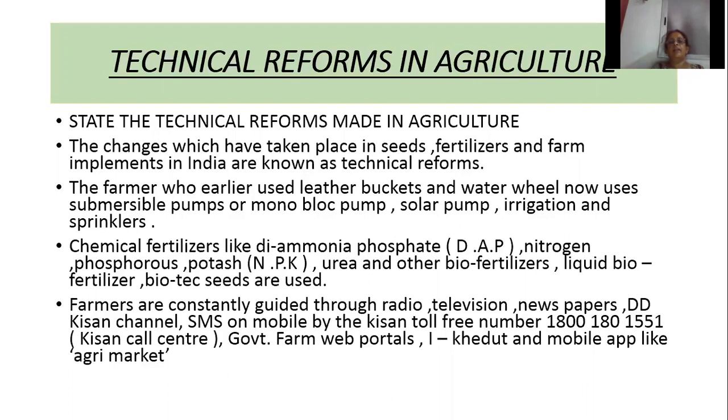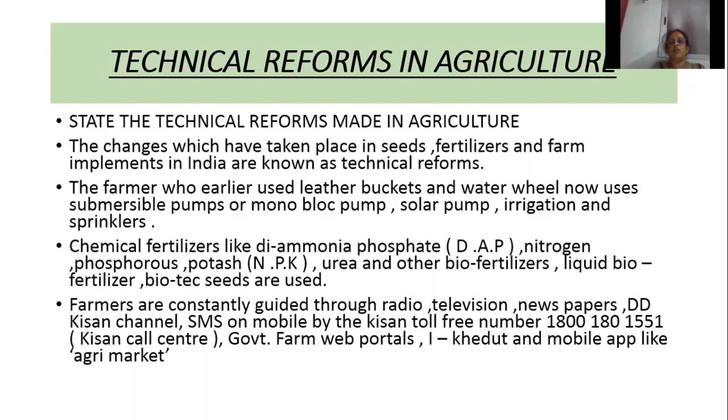So what is meant by technical reforms? The changes which have taken place in seeds, fertilizers, and farm implements in India are known as technical reforms. The farmers who earlier used leather buckets and water wheel now use submersible pumps or monoblock or solar pump, irrigation, and sprinklers. Chemical fertilizers like diammonium phosphate, DAP, then nitrogen, phosphorus, potash, NPK, urea, and other biofertilizers, liquid fertilizer, biotech seeds, etc. Because of that, crop production has increased.